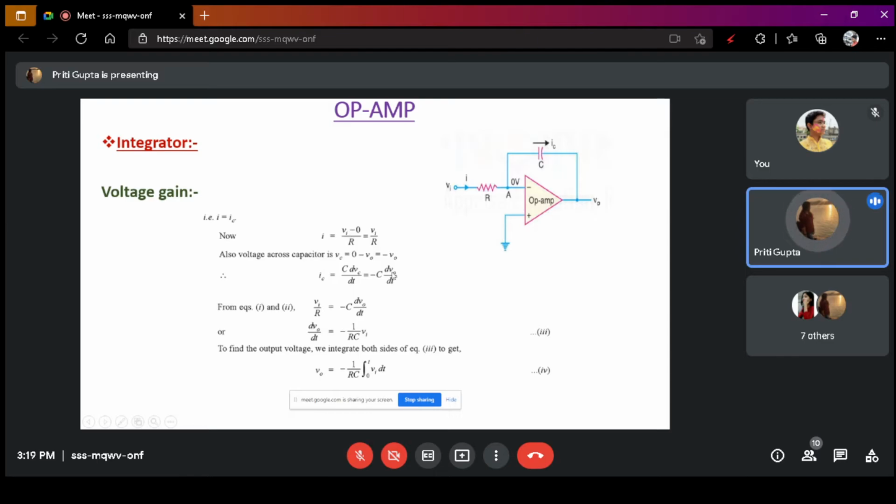From this condition, we are equating these two and we are getting dV0 by dt equals to minus of 1 by RC Vi. We take the integration on both sides and we get V0 equals to minus of 1 by RC integration from 0 to t Vi dt. This is the final equation.